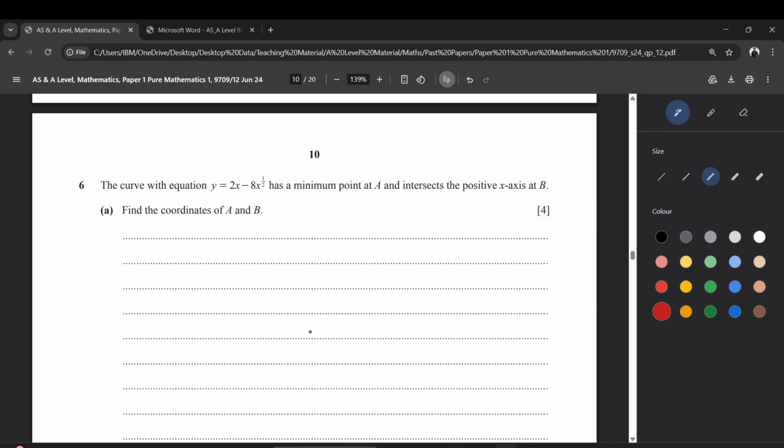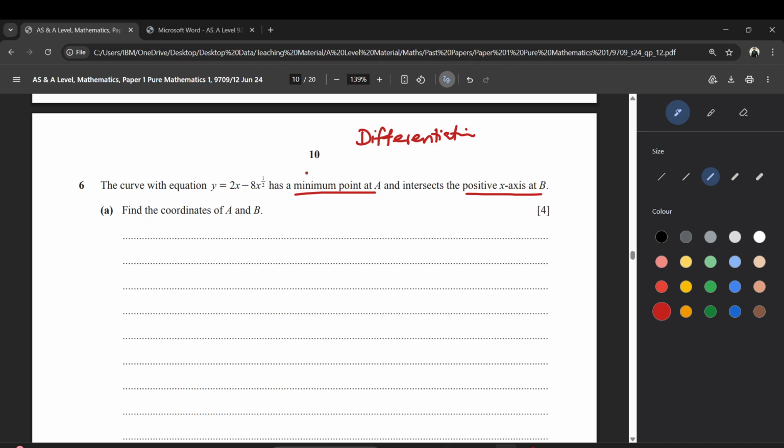All right, question number 6. The curve with equation y equals 2x minus 8x to the power of half has a minimum point at A and intersects the positive x-axis at B. Find the coordinates of A and B. Whenever you read terms like minimum point, maximum point, turning point, stationary point, all of these should tell you that this is a question related to differentiation.